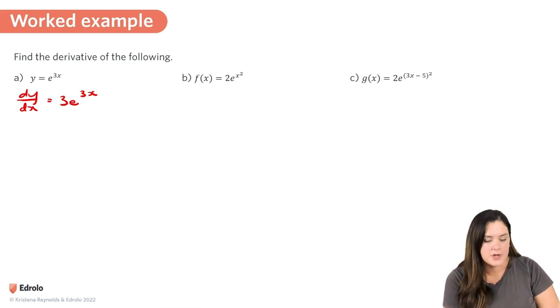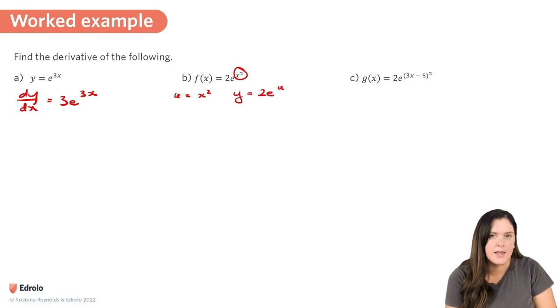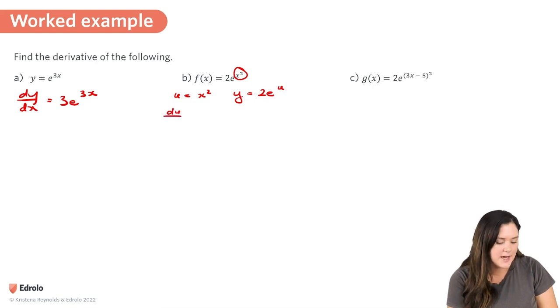The next one's a little bit trickier, so we might use the chain rule using substitution. I'm going to let u equal that power, so u equals x squared. Then I'm going to let y equal 2e to the power of u, just replacing that x squared with u. Now I can differentiate them separately. If I differentiate u, we write du dx, and we bring that 2 to the front, so we get 2x as the derivative.